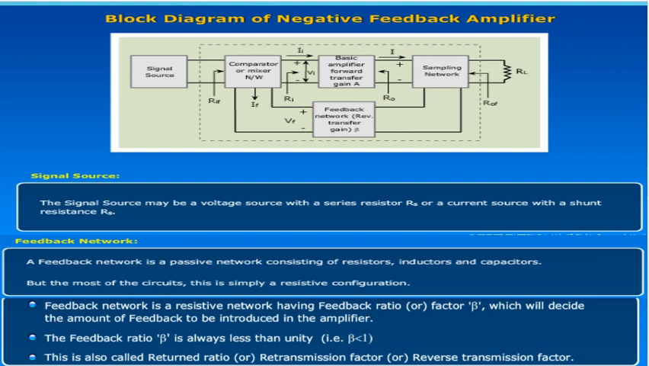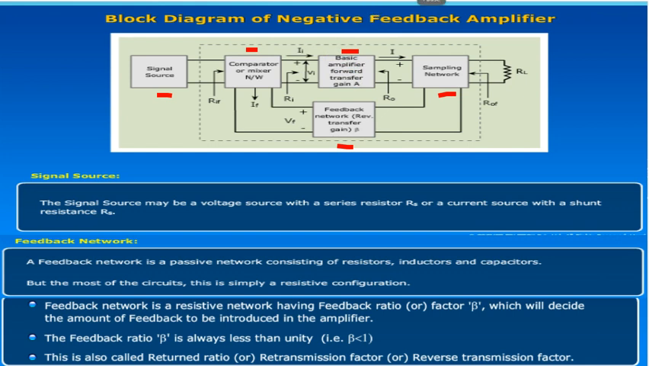This is a block diagram of the negative feedback amplifier, and in this block diagram we have the signal source, the comparator or mixer network, the basic amplifier, the sampling network, and the feedback network. These are the major blocks of this feedback amplifier. In the last video, we saw the four types of basic amplifiers. Now we will see this block diagram.